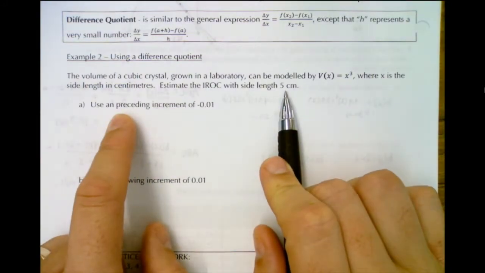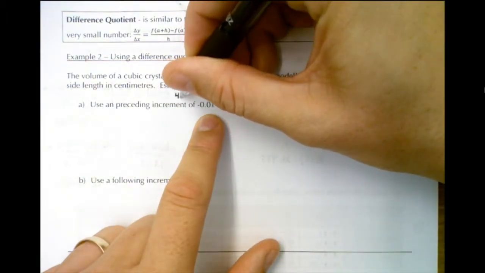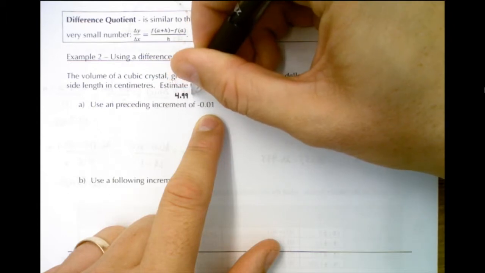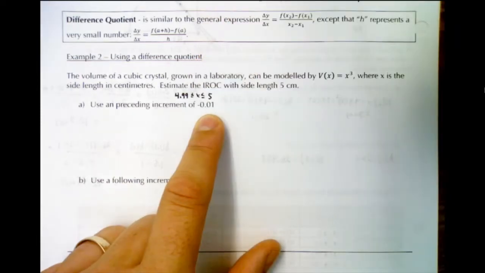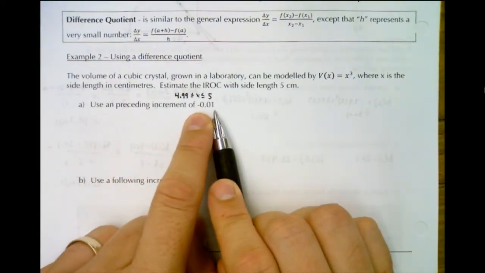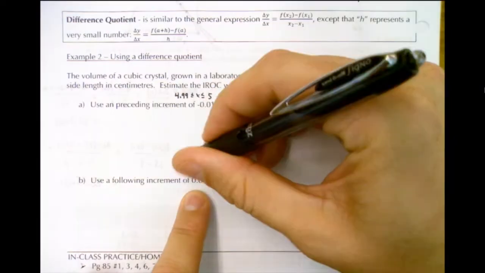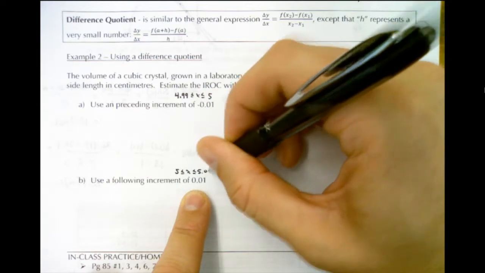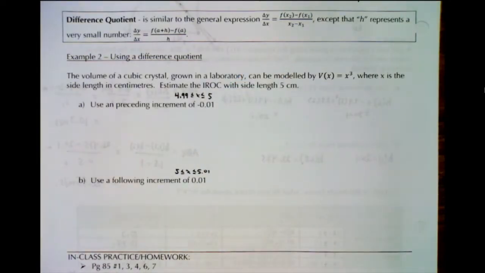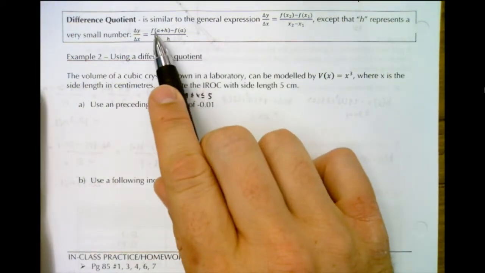Preceding means before 5. So that just means that the range we're looking at is from 4.99 to 5. A preceding increment of negative 0.01 is the same as saying this. We're looking between 4.99 and 5. A following increment just means that we're looking at that interval.